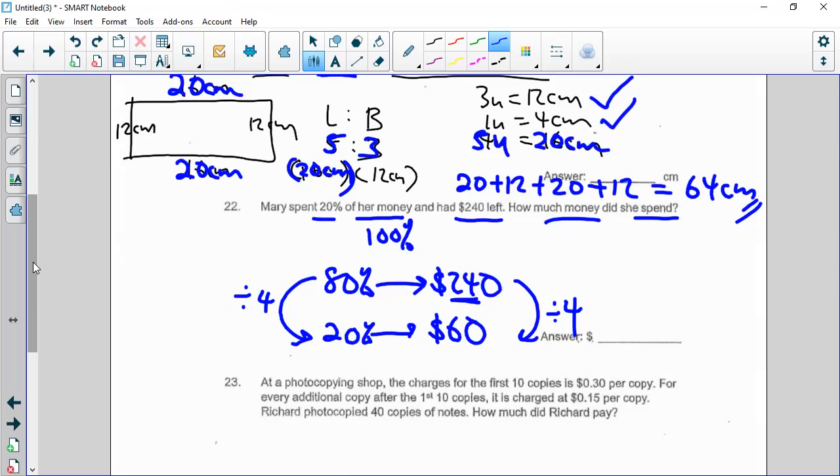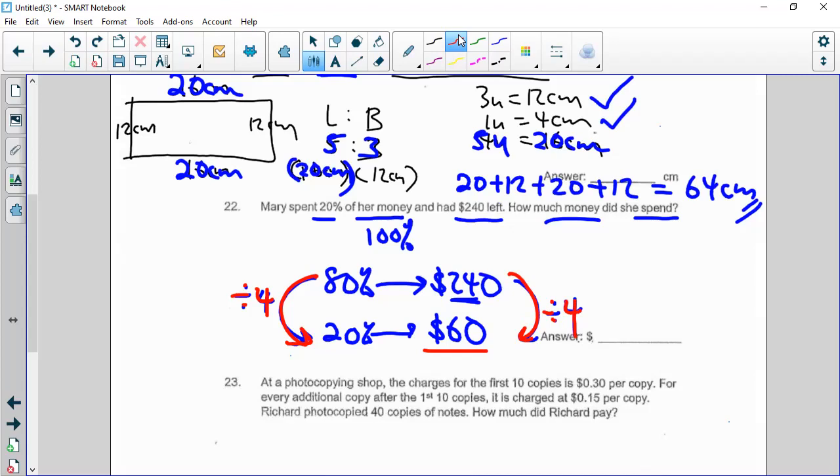It should be 80% is $240 left, right? Right, 80% left, which is $240. Then you want to find how much you spent, which is 20%. So how much is 20%? You just have to jump. Okay, jump, divide by 4. Divide by 4 to get 20%, and then the other side, you also divide by 4. And that's how you get $60. Yep. Okay, Karina, question?